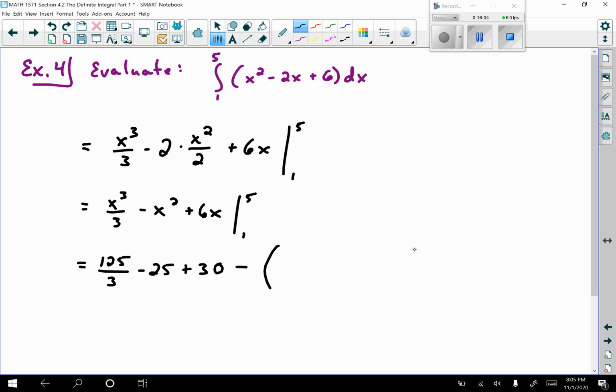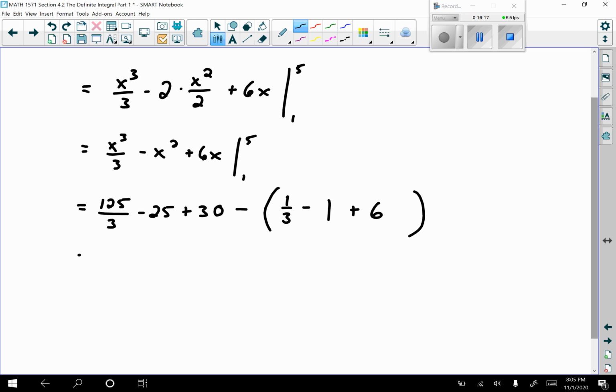We have to be careful as we subtract. Now, we don't have a 0 here, so I need to definitely keep this in parentheses. I'm going to get a 1/3. Minus 1 squared is 1, and then plus 6 times 1, which is 6. Now, especially in this step, we need to watch our signs. I'm going to go ahead and combine the negative 25 with the 30. So that's going to give me a positive 5.